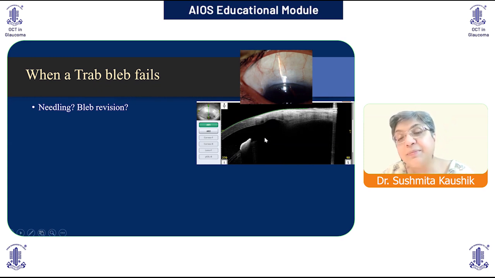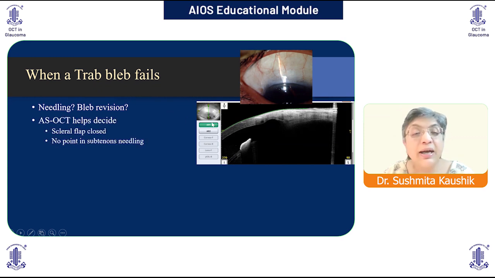Now, for a trabeculectomy like this, with the scleral flap completely occluded, there's no point in doing a sub-Tenon's needling because this is not going to work. This is not going to put a communication between the anterior chamber and the bleb.